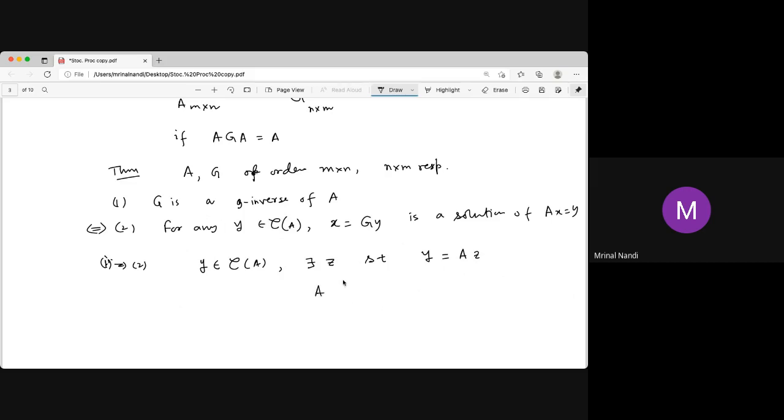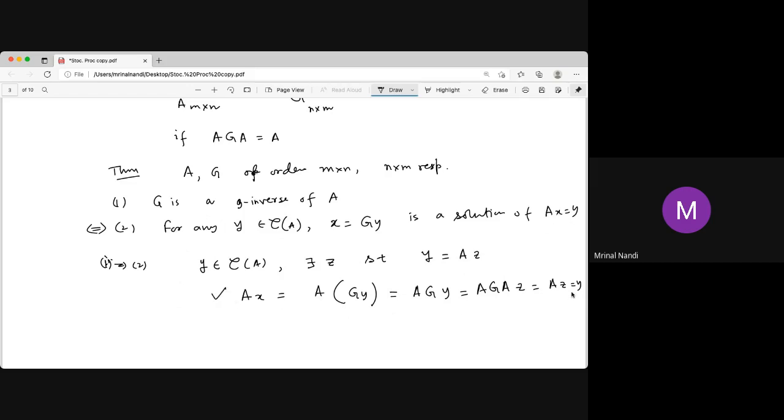So AX equal to AGY, with X equal to GY. What is this? It is AGY, but Y is actually AZ. So it is AGAZ, but AGA is A, since we assumed that G is a G inverse. So it is AZ, and AZ equal to Y. So AX equal to Y, proved. If X equal to GY, then AX equal to Y. So that means X is a solution of AX equal to Y.